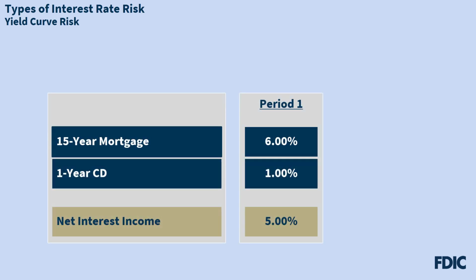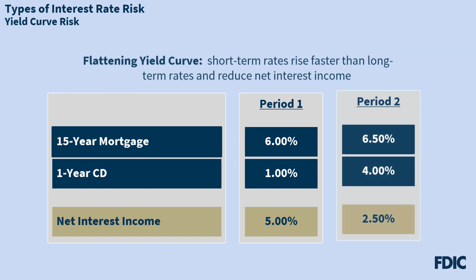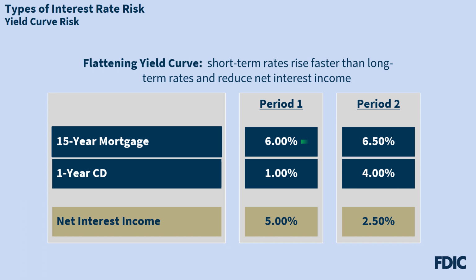Let's look at a simple balance sheet example to quantify the impact of changes in the shape of the yield curve. Here, the bank originates a 15-year mortgage that is priced off the 10-year Treasury rate and funds it with a liability that is priced off the 1-year Treasury rate. In period 1, the net interest spread is 5%. But what happens if the yield curve flattens? In period 2, the bank originates a new mortgage and earns 6.5%, but funds that with a liability that now costs 4%. As a result, the spread on new production has declined to 2.5% because of the flattening of the yield curve.